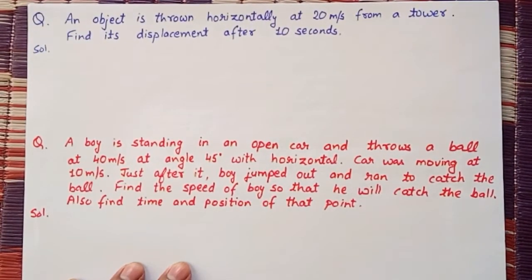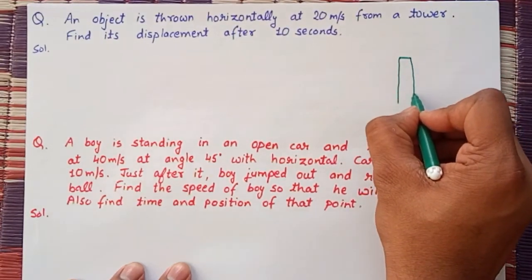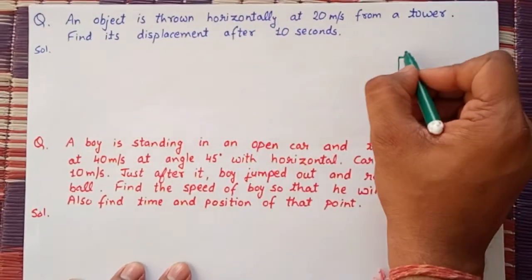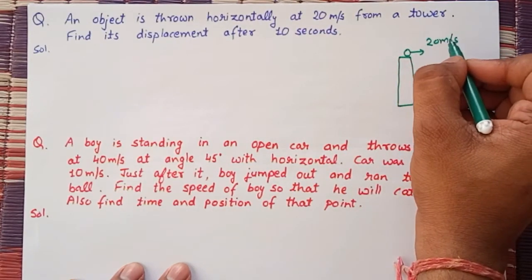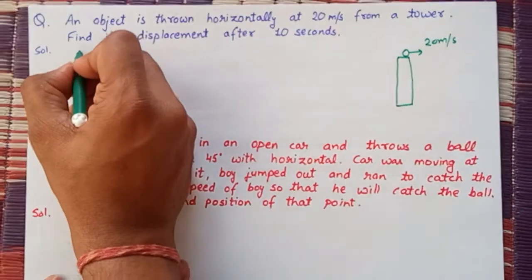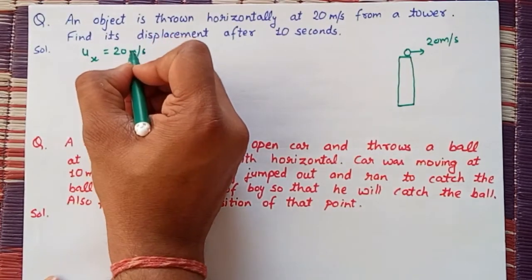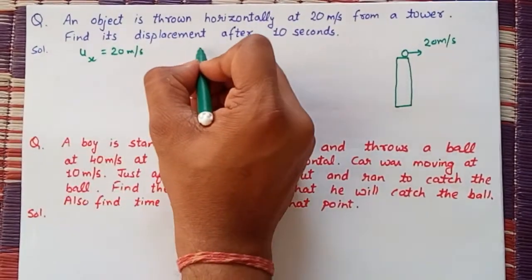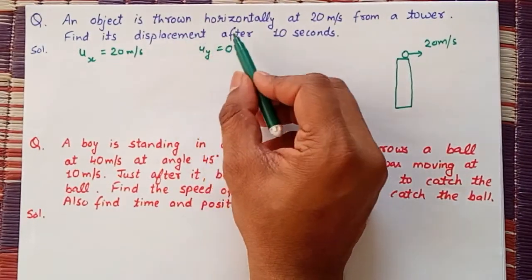Next question is, an object is thrown horizontally at 20 meter per second from a tower. Find its displacement after 10 seconds. Okay, let this be the tower, and height of tower is not given. Object is thrown horizontally at 20 meter per second. Means I can say that its horizontal velocity, ux, is 20 meter per second. And uy, vertical velocity, is 0 since it is thrown horizontally. So the question is asking for its displacement after 10 seconds.